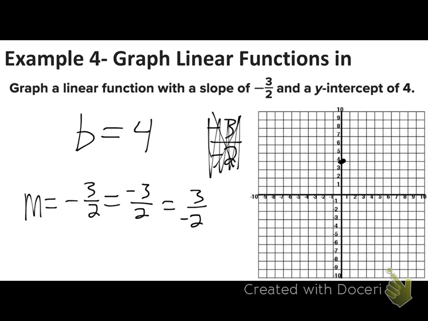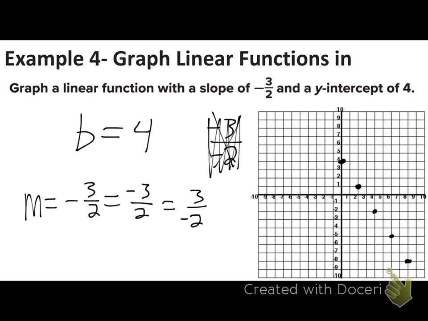1, 2, 3, 1, 2. Are we okay with that movement? Down 3, right 2. Yep. From this point, I'm also going to go down 3, right 2 to get another point. Everyone okay with that? 1, 2, 3, 1, 2. And I'm just going to keep going until I can't fit any more points going this direction on my graph. Down 3, right 2. Down 3, right 2. I can't get any more after that because going down 3 would go off my graph.